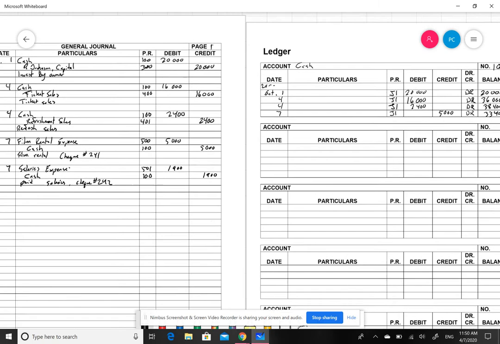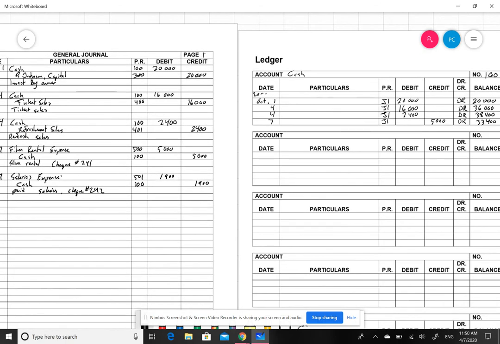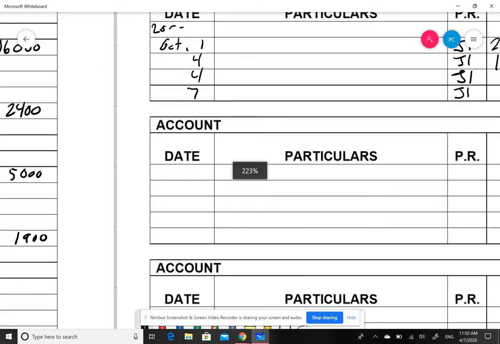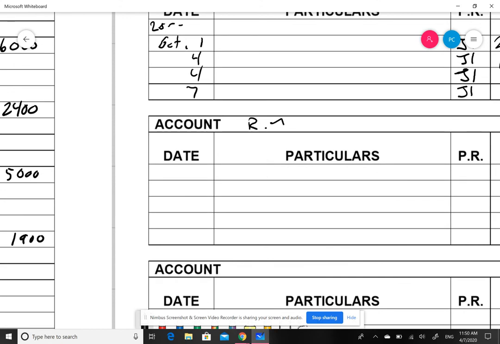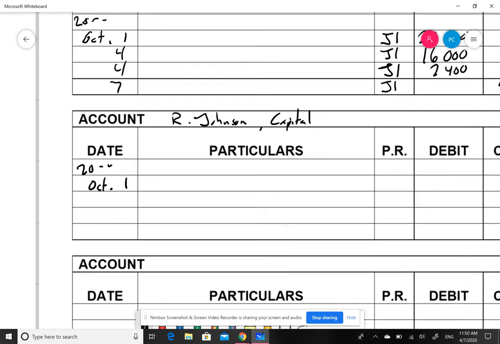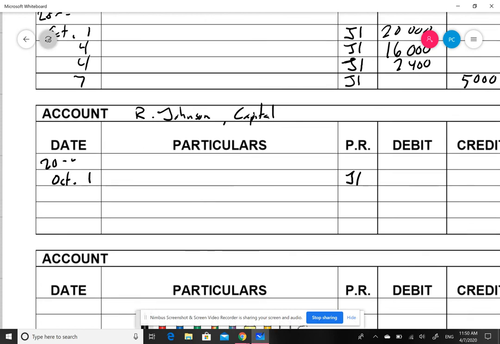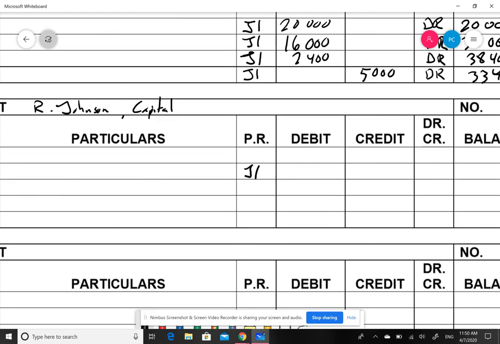We're going to take the next one, which is a 300, the capital account. So we're going to have this be R. Johnson Capital. Okay, and on October 1st, J1. Now this is the capital account. This was a credit because it is a minus plus account, or a credit.